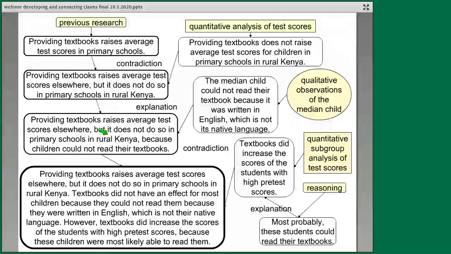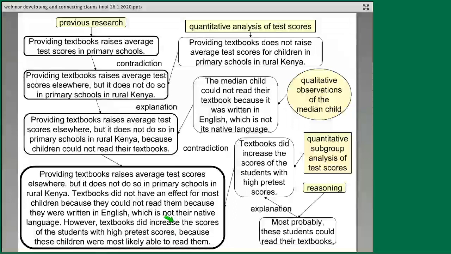Because we have this quantitative analysis of test scores, we have the qualitative observations of the median child, and here we have this meta-inference. But as we saw, the researchers did not stop there, but they went further and they did another quantitative subgroup analysis of test scores, and then they refined their meta-inference. They could have stopped here, but they decided to continue. Okay.